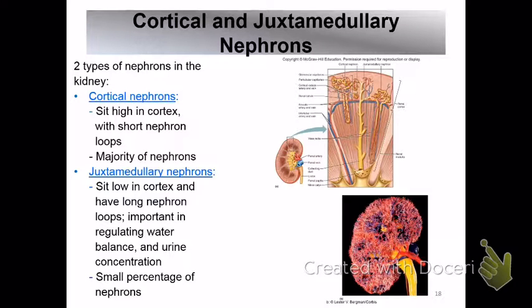Okay, there's two types of nephrons. The cortical nephrons, they are higher. It says this is the majority of the nephrons. Okay, the juxtamedullary nephrons are actually lower. They're in the middle, medulla. So cortical are in the cortex. Medulla, they actually start in the cortex and dip down to the medulla. You can see it right there in the picture. Sit low in the cortex, and so this one right here.